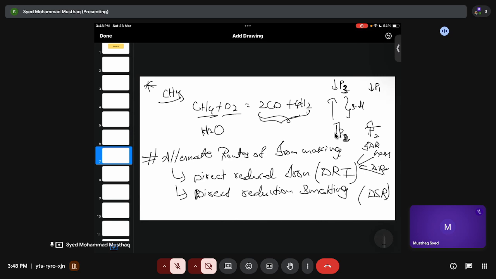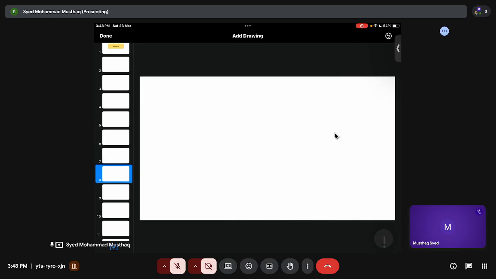Okay, now let's move on to how they are being distinguished, right? So the DR process will give you solid iron, it will not give you liquid iron. Okay, so the direct process produces solid iron mostly with a very little indirect reduction agent. And in the DSR process, the output is your liquid metal, because I am saying smelting involves melting, right? So you have your hot metal coming from the DSR process.